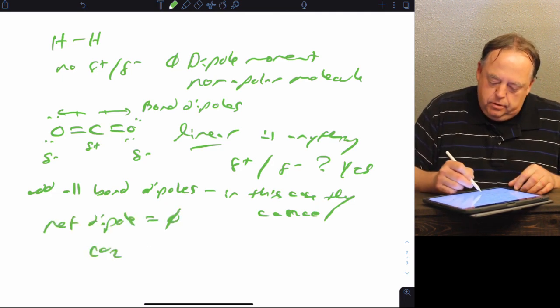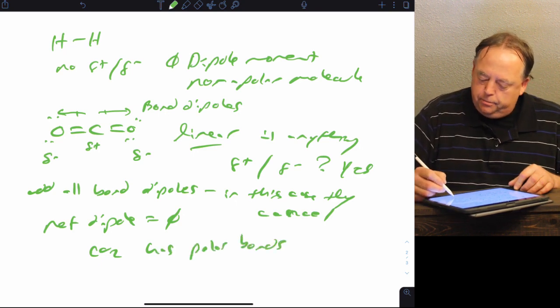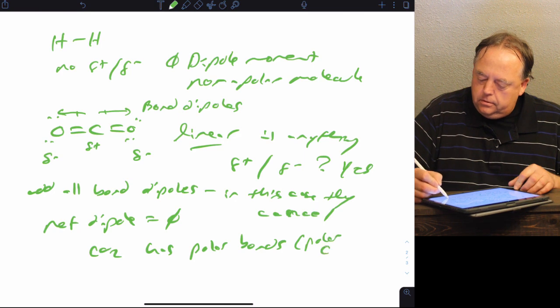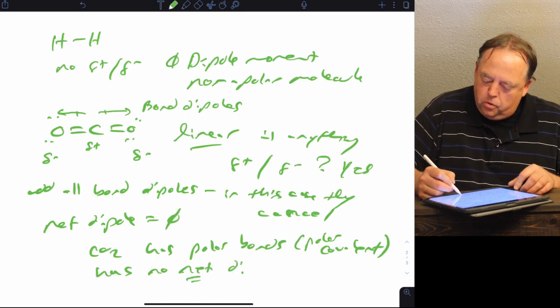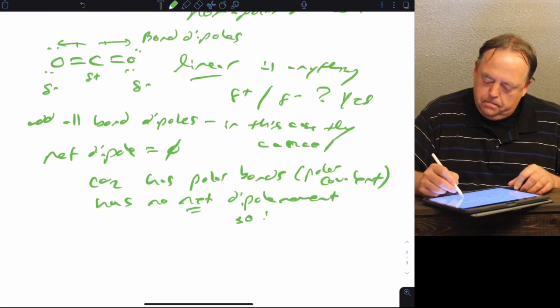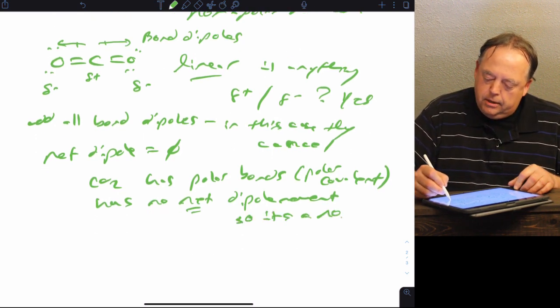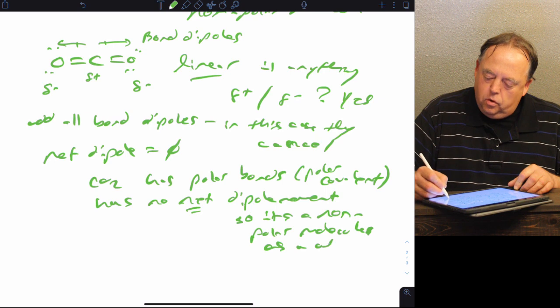So CO2 has polar bonds, right? They're polar covalent, but it has no net dipole moment. So it's a non-polar molecule as a whole.